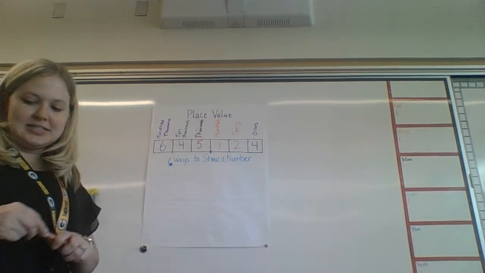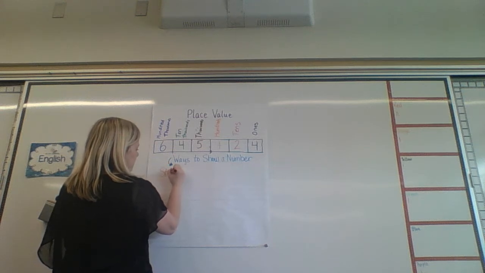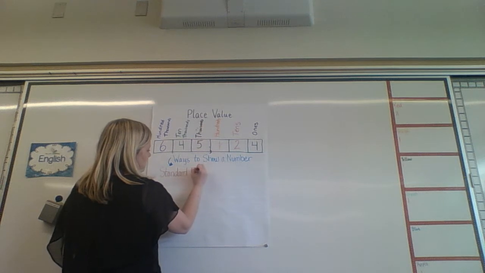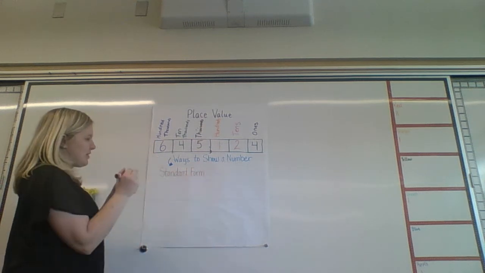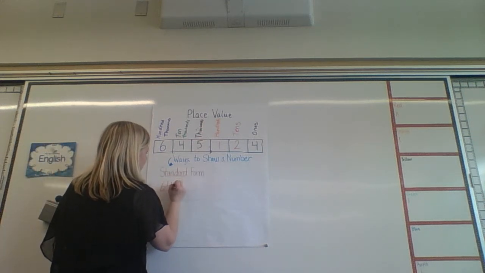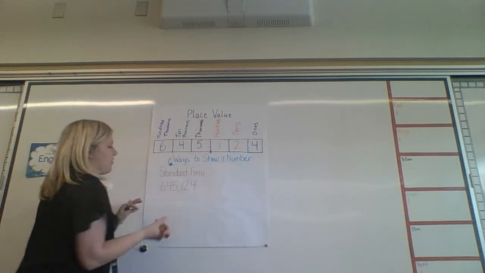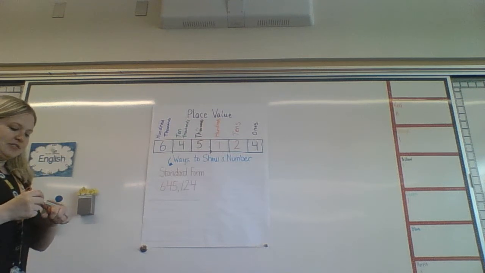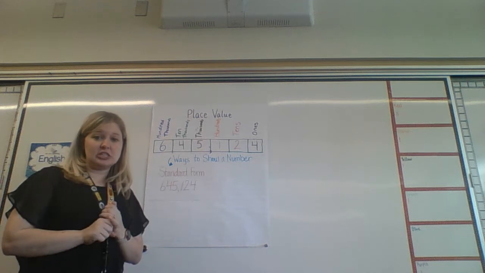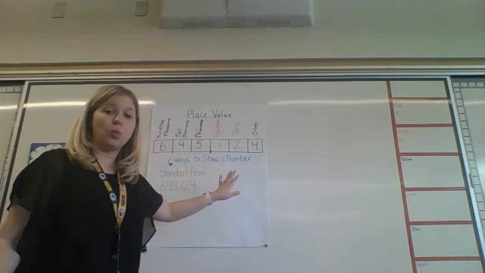So, for our standard form, how do we write this number in standard form? Well, we just look at it. 645,000 with that comma, 124. That's the standard form. The standard form, we just write the digits, and that's all. We'll look at it and we can figure out the number. After our standard form, then we're going to move on to our word form.